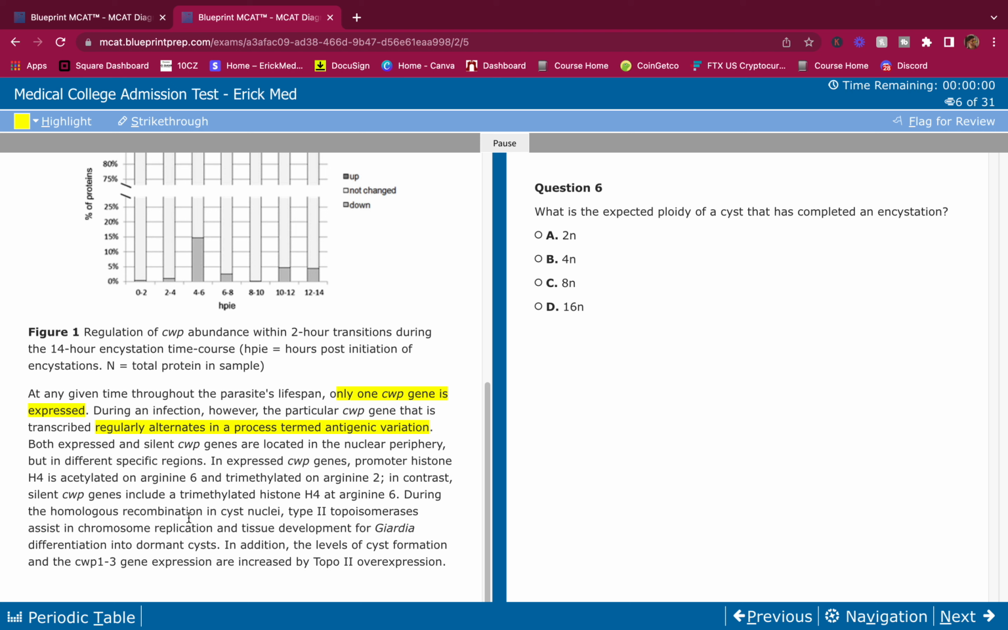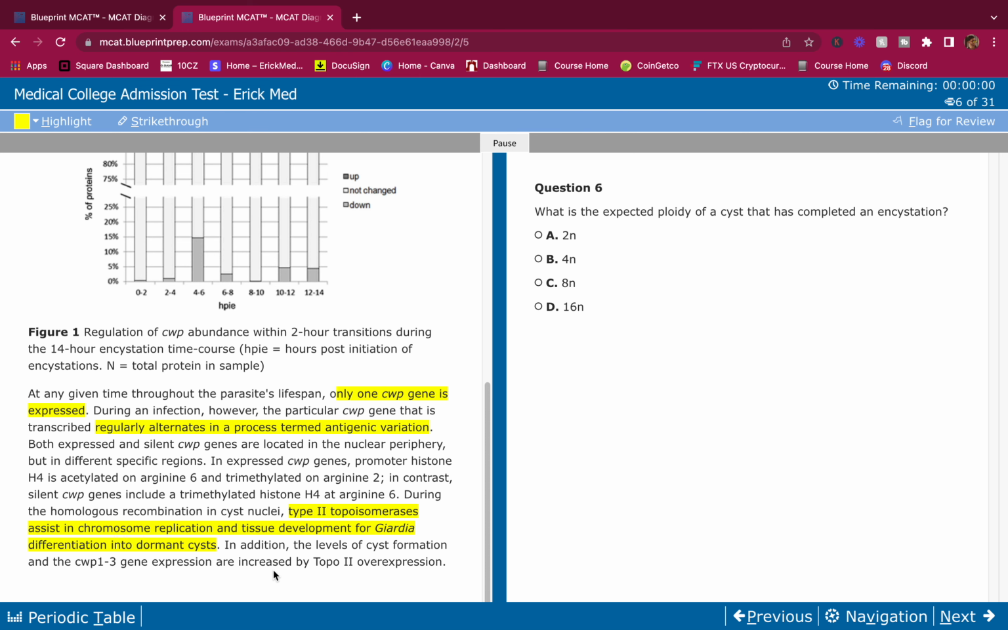During the homologous recombination of cis nuclei, type 2 isomerases assist in chromosome replication and tissue development for differentiating to dormant cis. Okay, remember, all about those cis. All right, we're differentiating to cis. And this type 2, this helps. So that's pretty important, this isomerase.